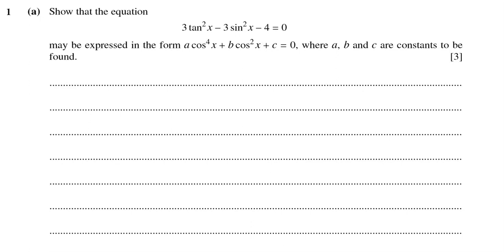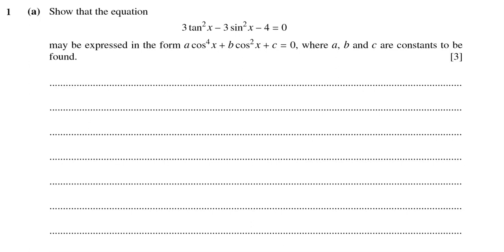Okay, for question one, show the equation 3 tan squared x minus 3 sine squared x minus 4 equals 0 may be expressed in the form, and all they've got there is cos to the power of 4x, cos squared x. So you look at that straight away and you go, we need to convert the tans and the sines to cos, and we can do that because that's not too hard.